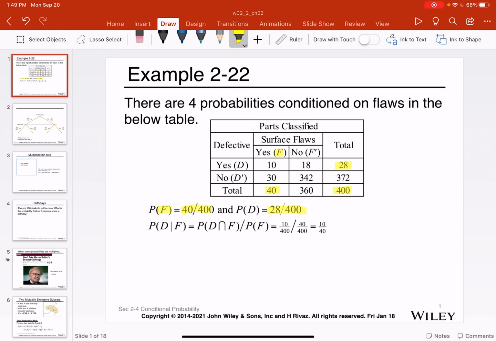Now I want to calculate the probability of defective given flaw. From the equation, that's the intersection divided by P of F. I already calculated P of F. That was 40 divided by 400. For the probability of D intersection F, I have to look at D intersection F. That's 10. So probability of D intersection F is the number that are both defective and have a flaw, so 10, divided by n, 400. And the rest is just arithmetic. This 400 and this 400 cancel, so that's 1 divided by 4.